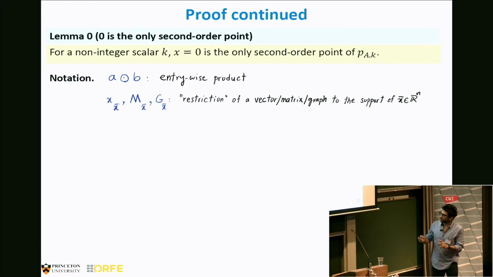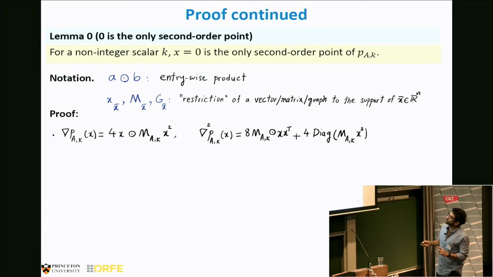Okay. So what am I going to do with this notation? We want to prove 0 is the only second order point. So let's compute the gradient and Hessian. And I want you to trust me on the algebra. With this notation, this can be conveniently written like this. You can do some sanity checks. If P is homogeneous of degree 4, the gradient should be homogeneous of degree 3. And it is. And the Hessian should be homogeneous of degree 2. And it is. So this notation creates a diagonal matrix out of a vector. That's what this means. Okay.